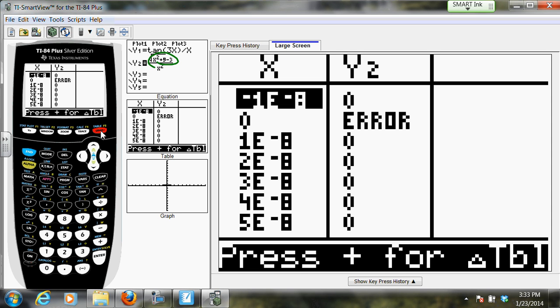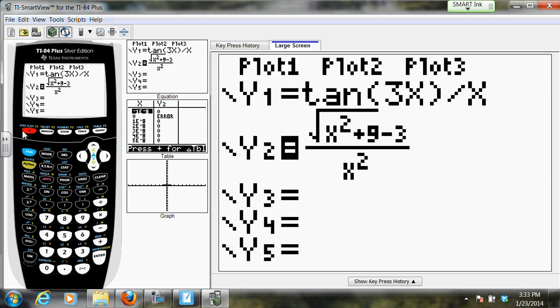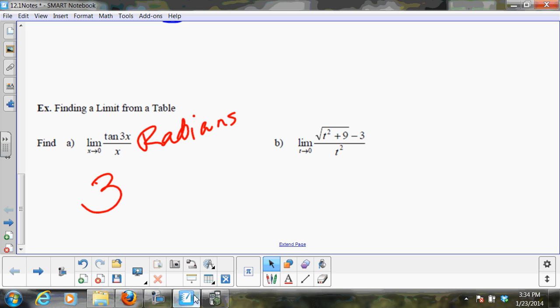Minus 3x squared. Huh, that looks funny. Square root of x squared plus 9 minus 3, over x squared. It's supposed to be 1/6. I don't know. I think I put something in the calculator wrong. This is 1/6, the answer, by the way.